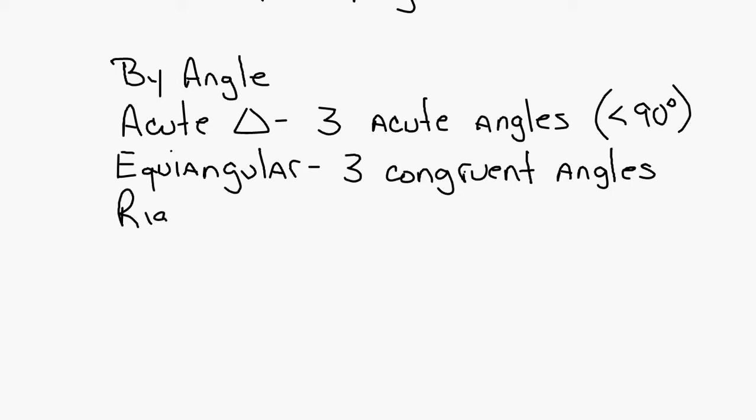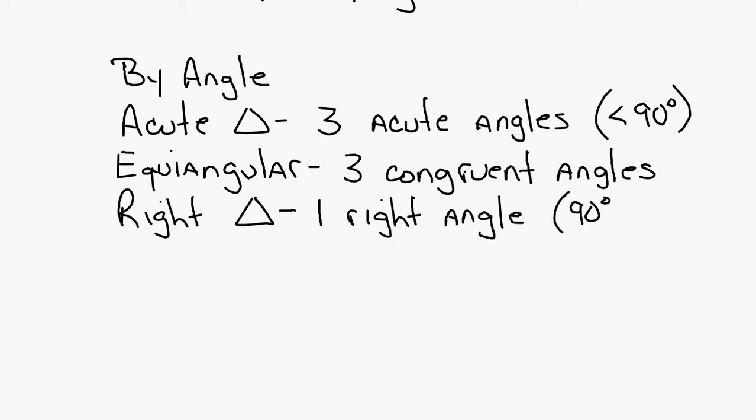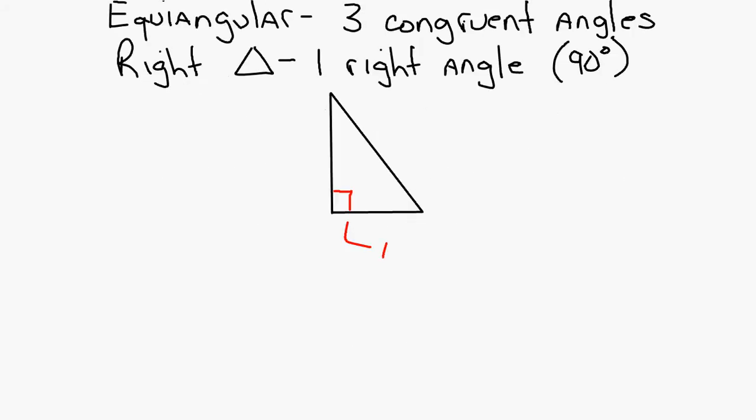And then there's a right triangle that has one right angle. And a right angle is equal to 90 degrees. This symbol, the red half of a box in an angle, is the symbol for a 90-degree angle. That symbol right there, it means 90 degrees.